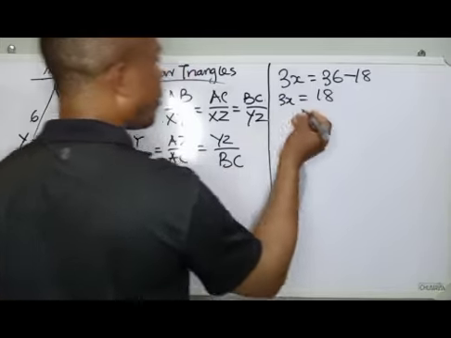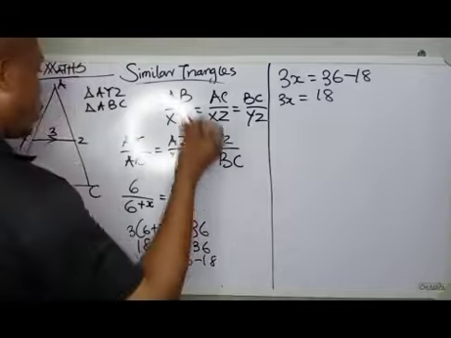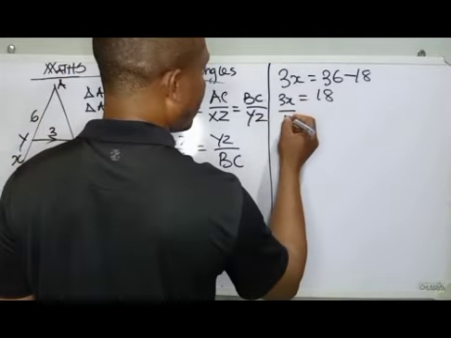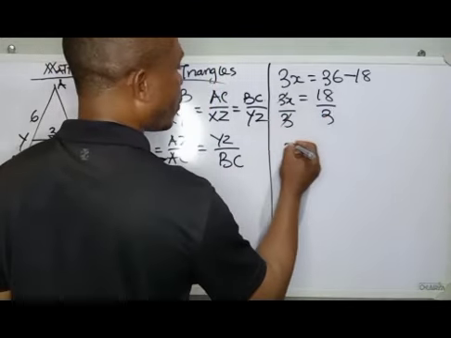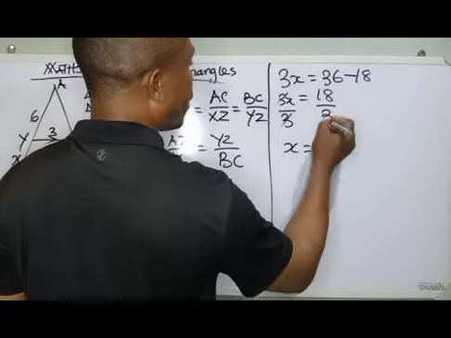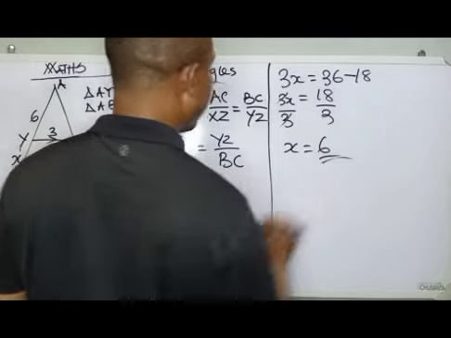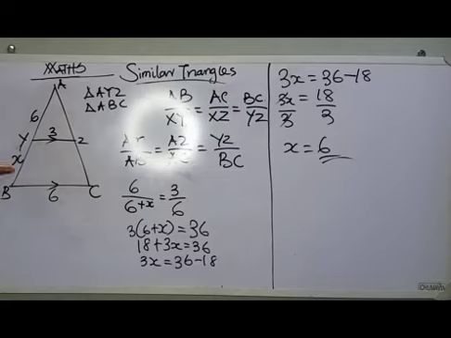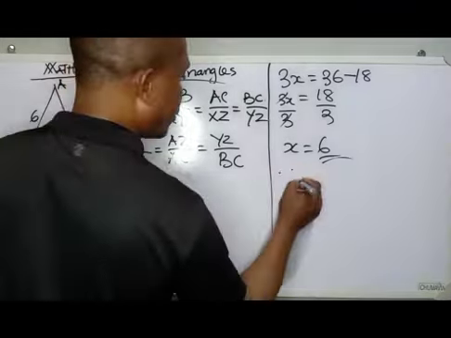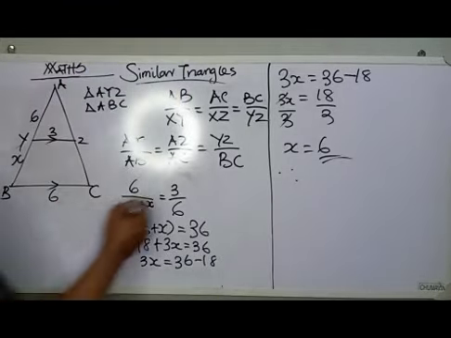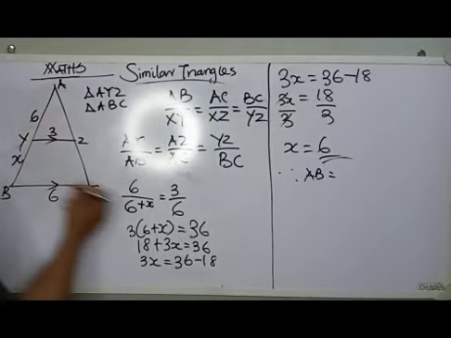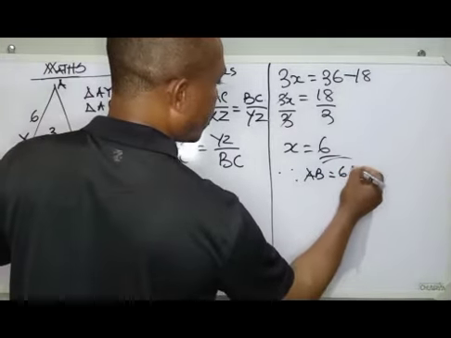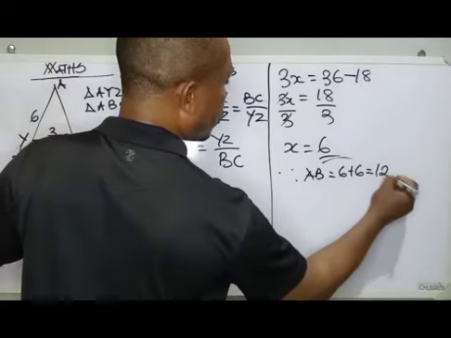Then I'm going to divide both sides by the coefficient of x here, because what I'm looking for is x. So I'm going to divide both sides by 3. So this 3 will cancel out, and we have x equals to 18 divided by 3, which is going to give you 6. So with that, we've been able to find x, and it simply means that AB, if we're to find AB, will be 6 plus 6, that's 12, equals to 12.